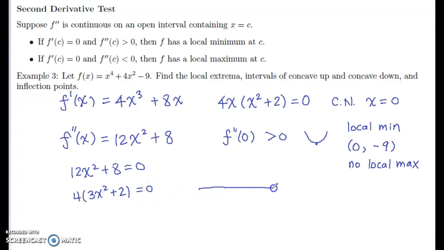So what it means is in the entire domain of this function, it's either concave up or concave down depending on the sign of f double prime. But f double prime, you take a look at 12x squared, it's non-negative, plus 8, so it's always greater than 0. So the interval of concave up is the entire domain, negative infinity to infinity. And the interval for concave down is the empty set because it's never concave down. And an inflection point does not exist because we don't have any point there.